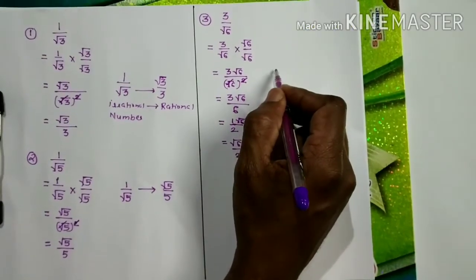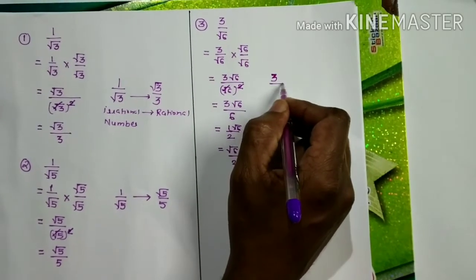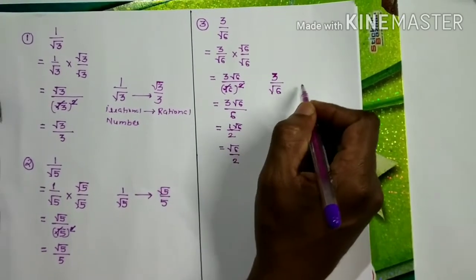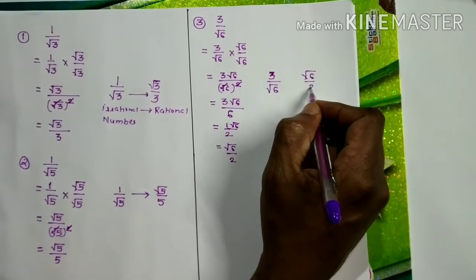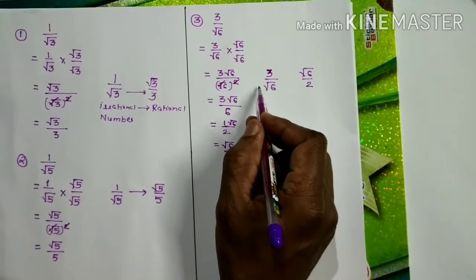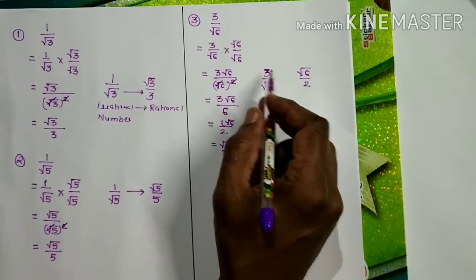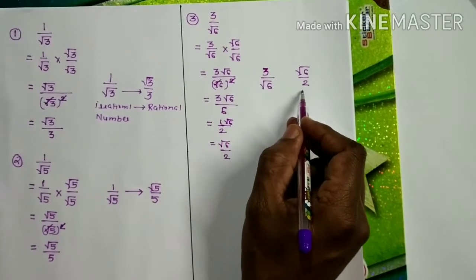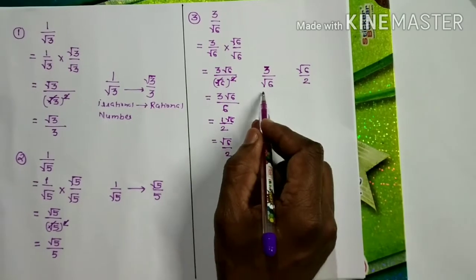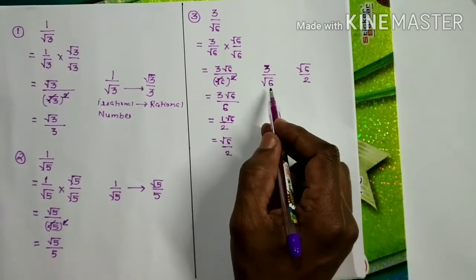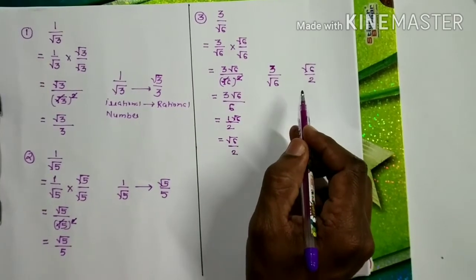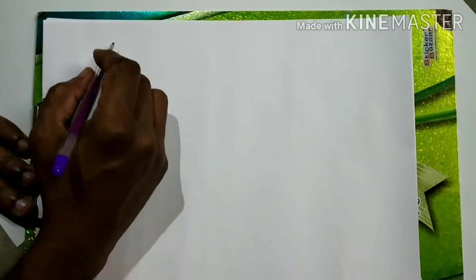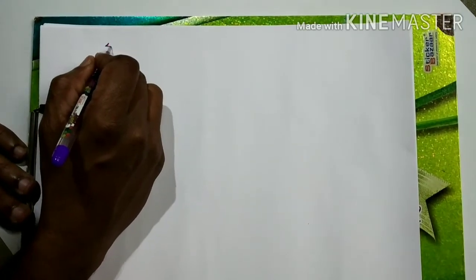In the third example, we have taken 3 divided by root 6, and what we got as the answer is root 6 upon 2. So the denominator was root 6. After solving, what did we get? The denominator as 2. So this process of converting an irrational number to a rational number is called rationalizing the denominator. Now let us take the fourth example.